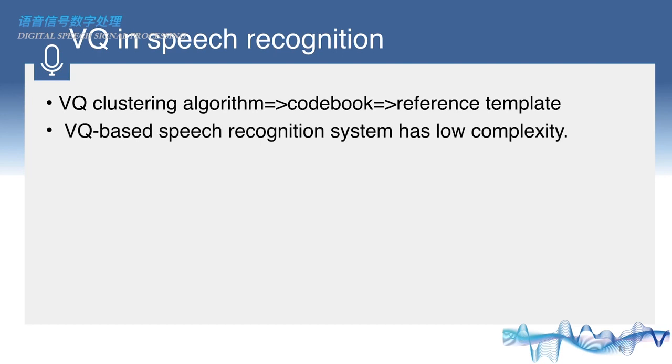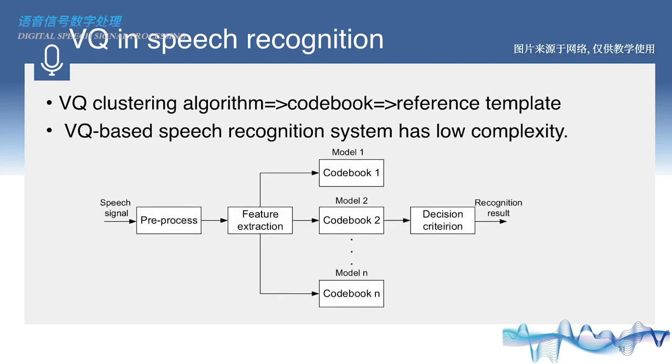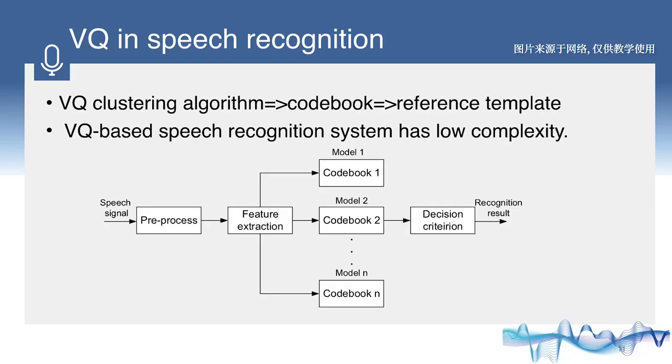For any input speech feature vector sequence during recognition, calculate the total average distortion quantization error of the sequence for each codebook. The word corresponding to the codebook with the smallest total average distortion error is the recognition result. VQ-based speech recognition system has low complexity.